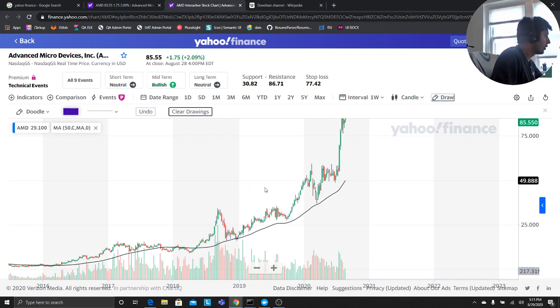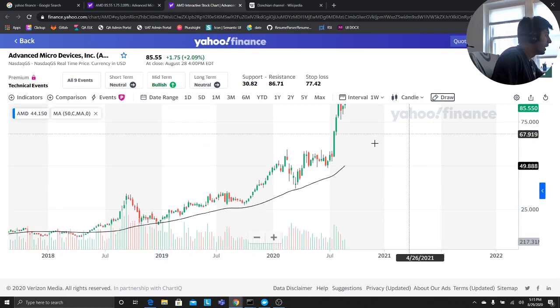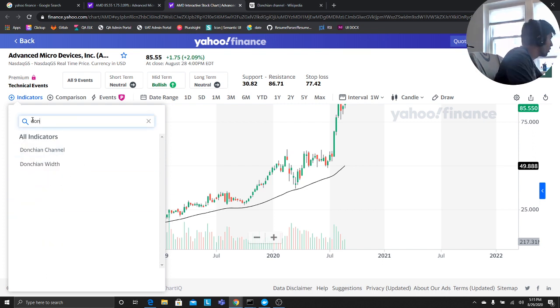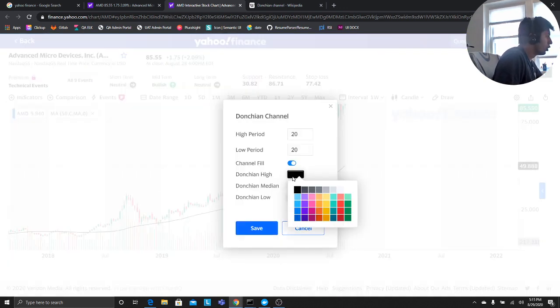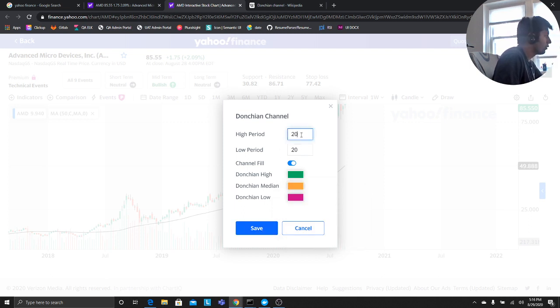I'm going to clear the drawing. We have a 50-day moving average here. I'm going to go to indicators and click on the Donchian channel. I'm just going to pick colors. The high, let's mark it as green. The Donchian low, let's mark it as red, and the middle I'll mark as yellow. We'll take a 20-day high and 20-day low.